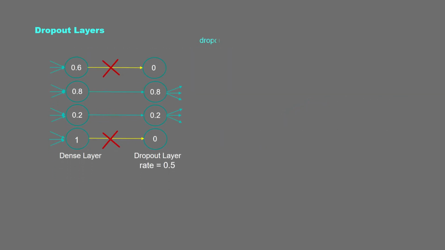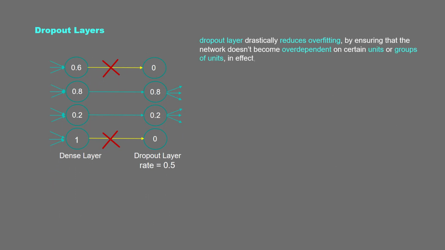Incredibly, this dropout layer drastically reduces overfitting by ensuring that the network doesn't become over-dependent on certain units or groups of units. Otherwise, it would in effect just remember observations from the training set. By using dropout layers, the network cannot rely too much on any one unit, and therefore knowledge is more evenly spread across the whole network.